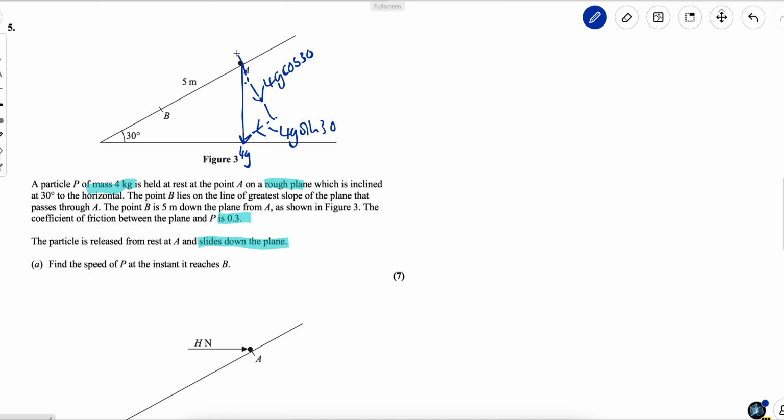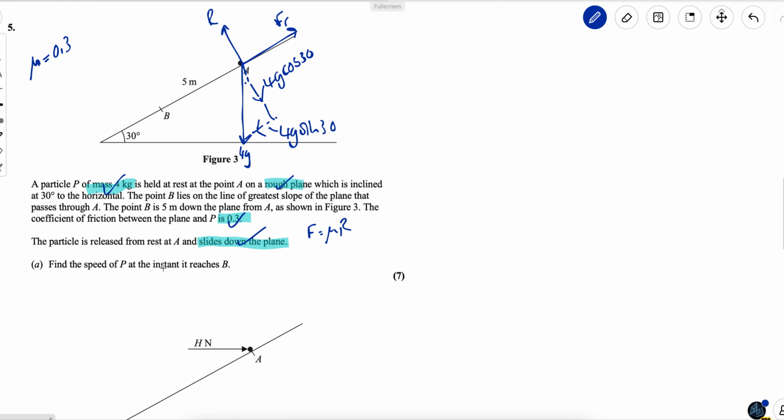There's a reaction force here. And as the plane is rough and the object is on the point of sliding down the plane, then friction will act up the plane. Now mu is equal to 0.3. I'll mark that here. And as it's on the point of sliding down the plane, that means friction is limiting, so we can use F equals mu R. So I've used everything in the question.